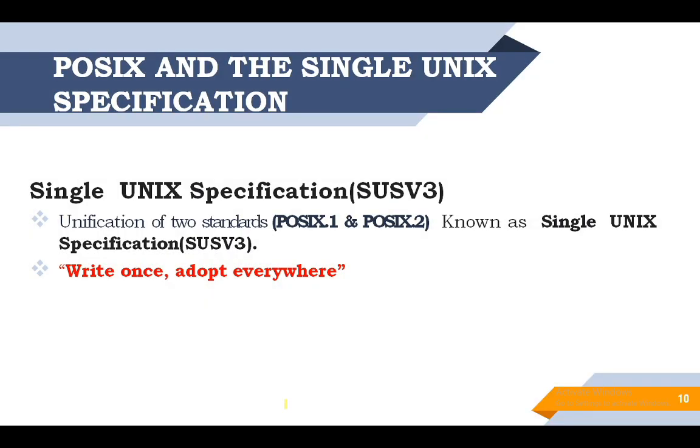Next is the single Unix specification. The unification of two standards, that is POSIX.1 and POSIX.2, is known as the single Unix specification. The short form is SUSv3. Here it follows one concept, that is write once, adapt anywhere. It means software developed on any POSIX system can be easily ported to other POSIX Unix systems with lesser modification.